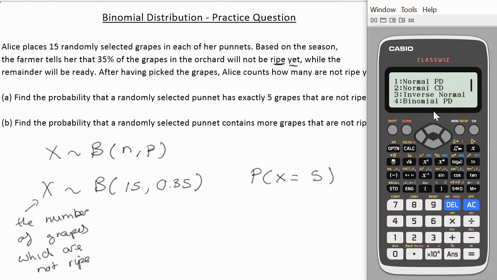We'll do that next. So binomial PD, press 4 and press 2. So we want our x to be 5, the number of grapes she picks is 15, and the probability of an unripe grape is 0.35. So press equals, and there we've got our answer. It's 0.212 to 3 decimal places.